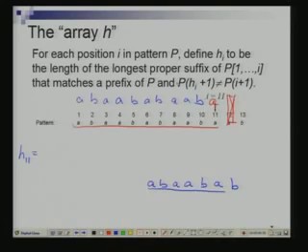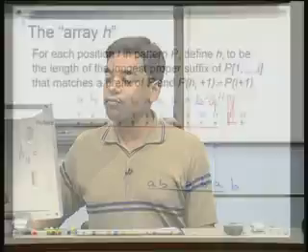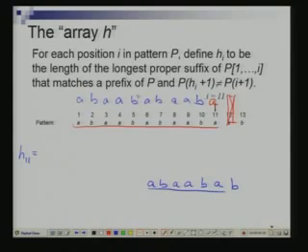Proper suffix? Proper suffix means a suffix which does not include the entire text. Like proper subset means strictly smaller, right? So strictly smaller suffix. So that's what proper suffix of P1 through Pi means, that matches a prefix of P. So I have to find out the length of the longest suffix of P1 through Pi that matches a prefix of P, which is exactly this. This is the one we showed here. See why? Why should a suffix match a prefix of P? Because when we shift it, it's the prefix of P which comes towards the suffix.